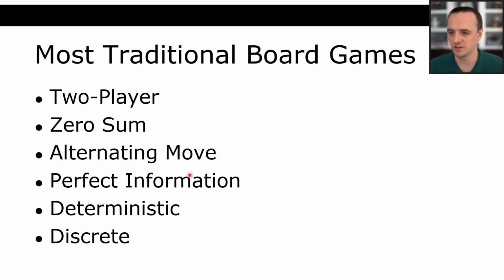You can look at some of these and you can easily come up with games that don't fit this. Like, for example, card games are not perfect information. There's hidden information that you don't know about the opponent's cards or something like that. If you think about something like backgammon or Monopoly, there might be dice, right? And so that makes it stochastic and not deterministic.